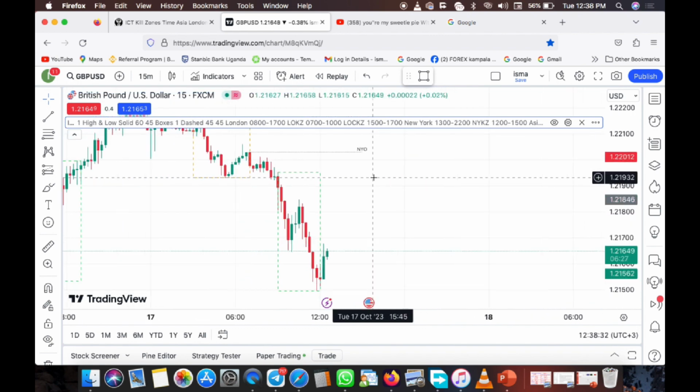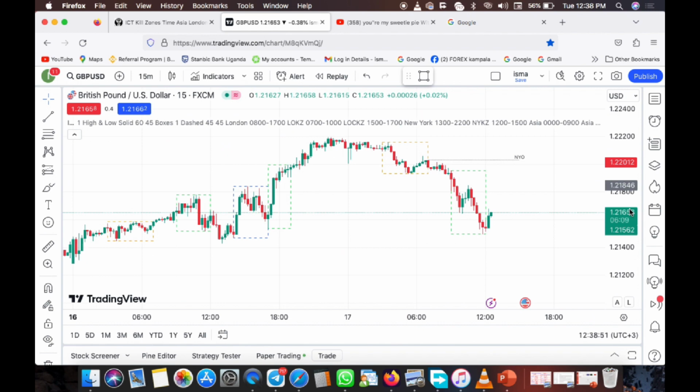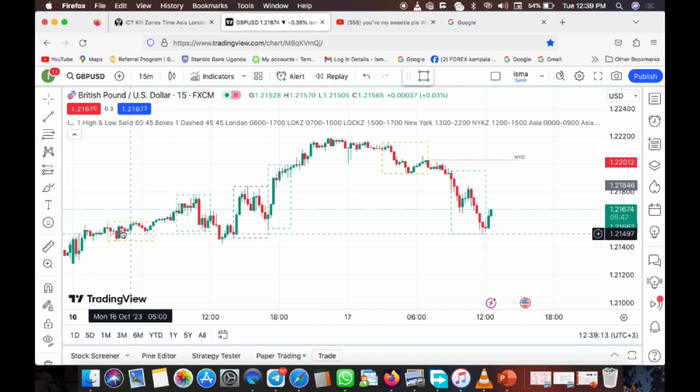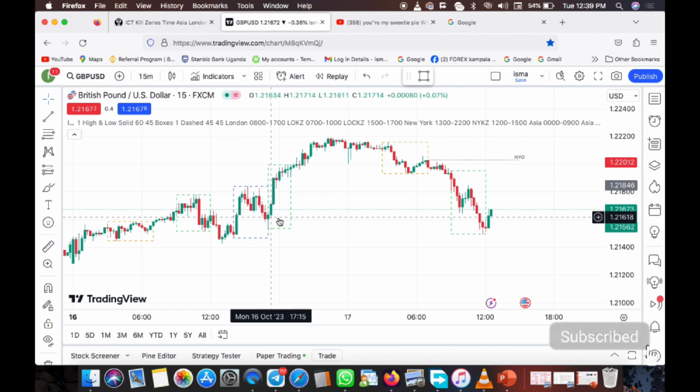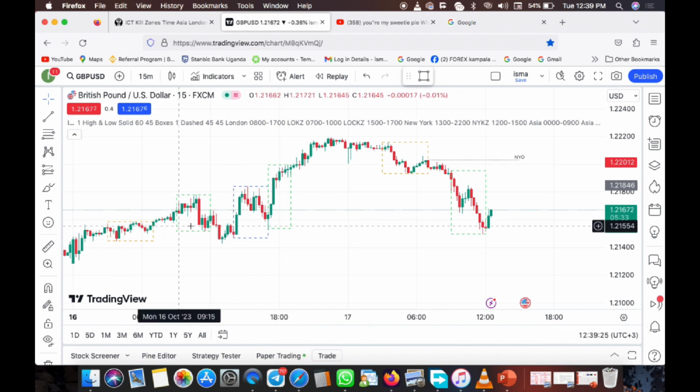So now you realize that we have 3 colors: orange, green, and blue. Today, of course, the New York kill zone hasn't yet shown, but it's here. So this has a complete one. We have the Asian range kill zone, the London kill zone, the New York kill zone, and then the London close kill zone. So London is green.